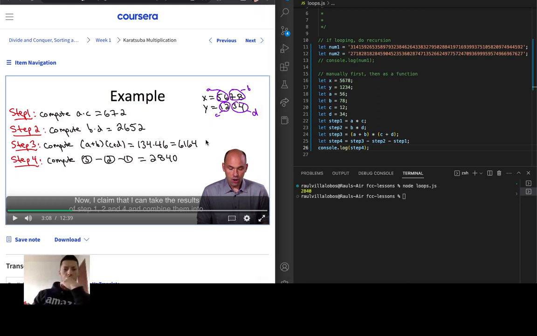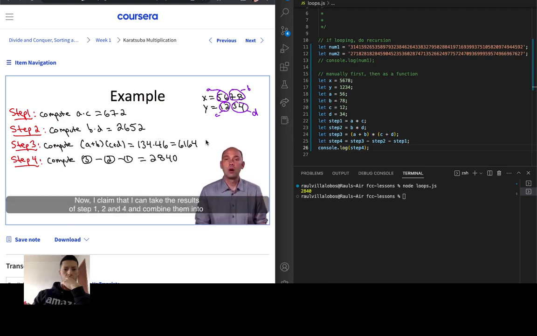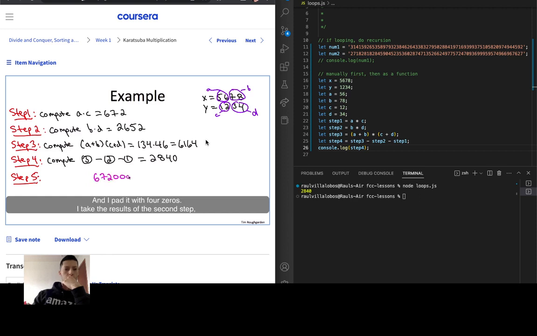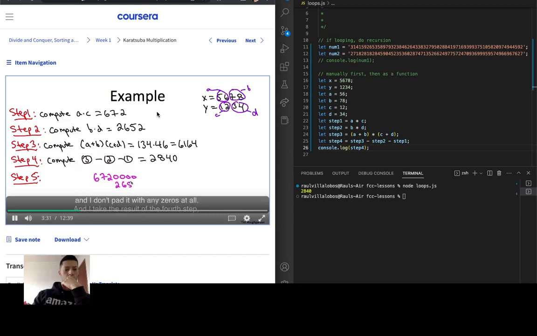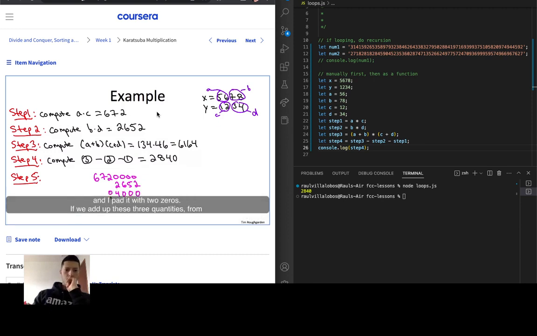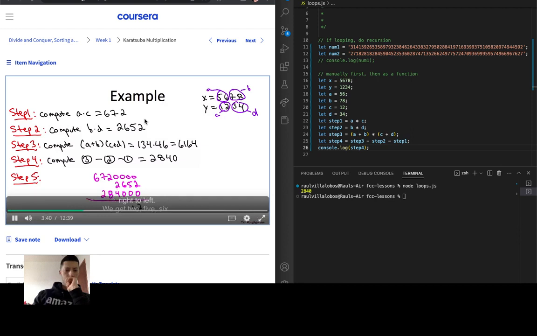28.40. Now, I claim that I can take the results of steps 1, 2, and 4 and combine them in a super simple way to produce the product of x and y. Here's how I do it. I start with the first product, AC, and I pad it with 4 zeros. I take the result of the second step and I don't pad it with any zeros at all. And I take the result of the fourth step and I pad it with 2 zeros. If we add up these three quantities from right to left, we get 2, 5, 6, 6. So you pad it with 4 zeros.